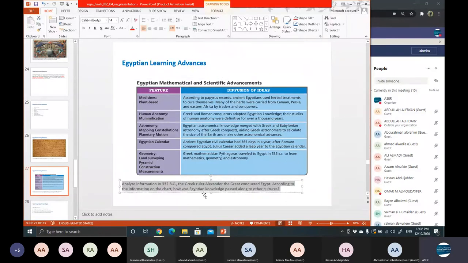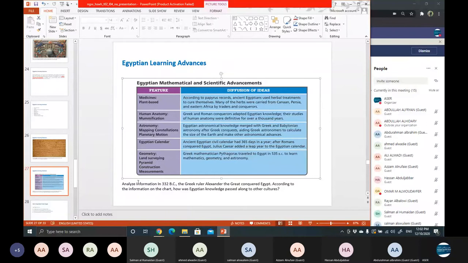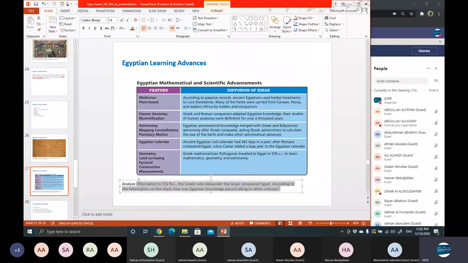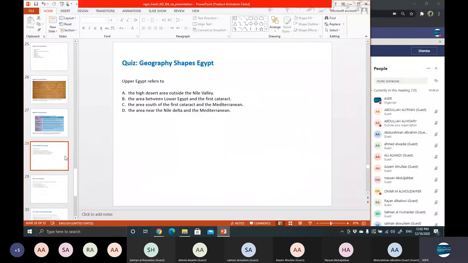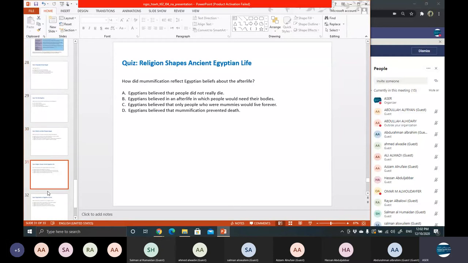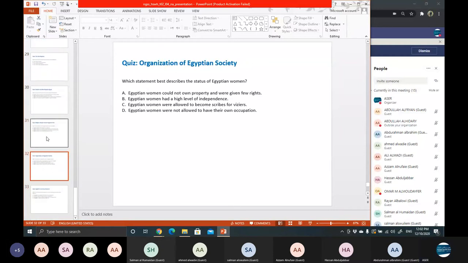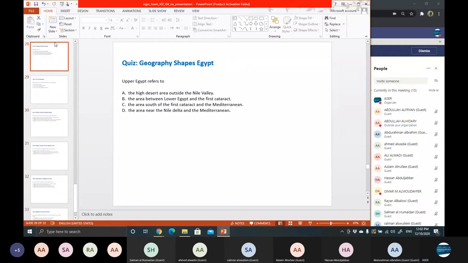What about analyzing information? Okay, the Greek ruler Alexander the Great also conquered Egypt. According to the information on the chart, how was Egyptian knowledge passed along to other cultures? Meaning that the ancient Egyptian people adapted some of the most important knowledge, and the other civilizations were touched by that knowledge. And that's all about the ancient Egyptians, which we have studied.